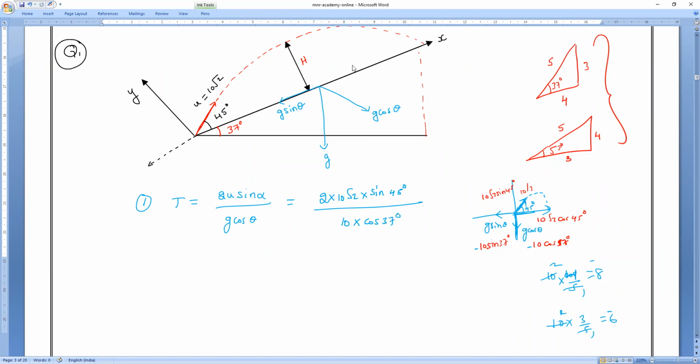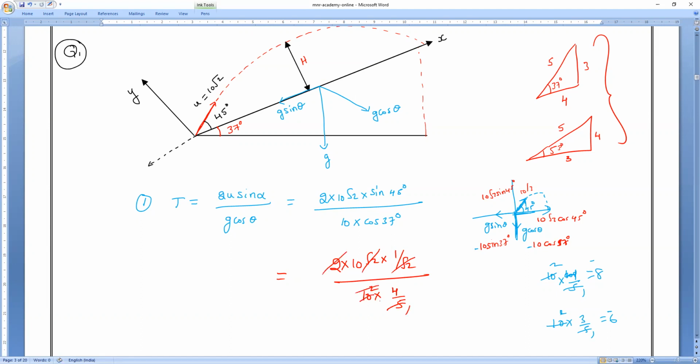Others, each and everyone should do it. Everybody, you have to get involved in the class and you have to solve. So sin 45 value, how much? Learn the table. Tomorrow sit and everybody learn the class 10th trigonometric table. So 1 by root 2, divided by 10 into, what is the cos 37 value? 4 by 5. So root 2 will get cancelled, 5 ones are 5, 5 twos are 10 will get cancelled.